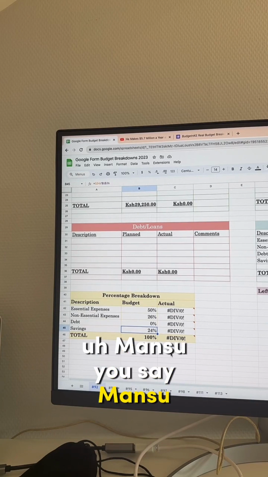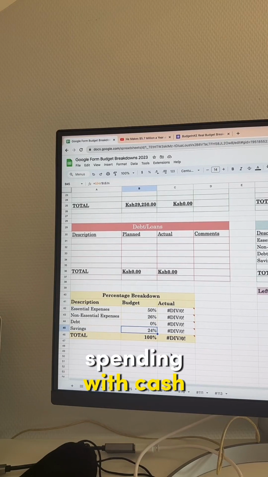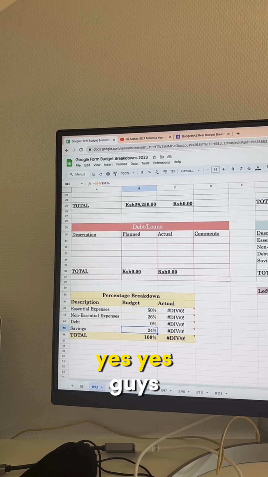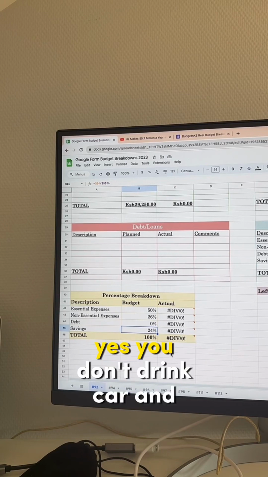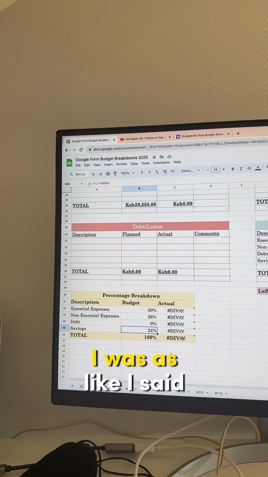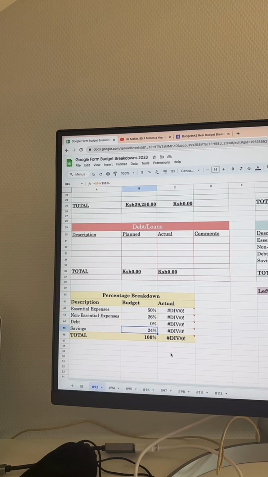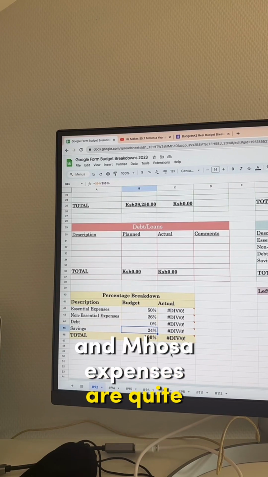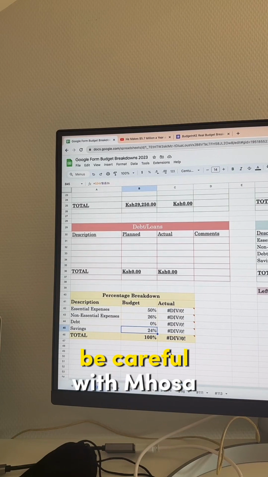Monsieur, you say Monsieur. Very true. There is a lot of hidden spending with cash. You are often unable to fully account. Yes, guys, avoid cash. In as much as, yes, you don't want to incur the M-Pesa charges, which, oh my goodness, I was in Kenya the other day, and M-Pesa expenses are quite crazy at the moment, especially after they were bumped up again. So yeah, guys, be careful with M-Pesa.